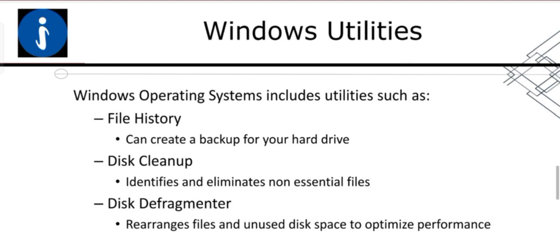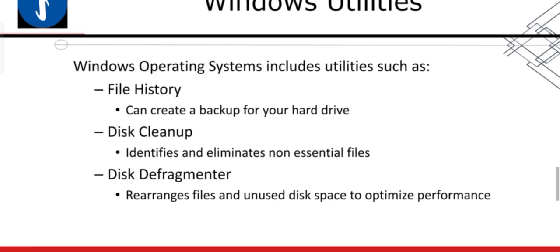What is the task of Disk Cleanup now? Disk Cleanup identifies and eliminates non-essential files, the files which are not in use, or which you have not used for a long duration of time. So that comes under Disk Cleanup. Now moving to Defragmenter. It rearranges all your files and unused disk space to optimize performance.